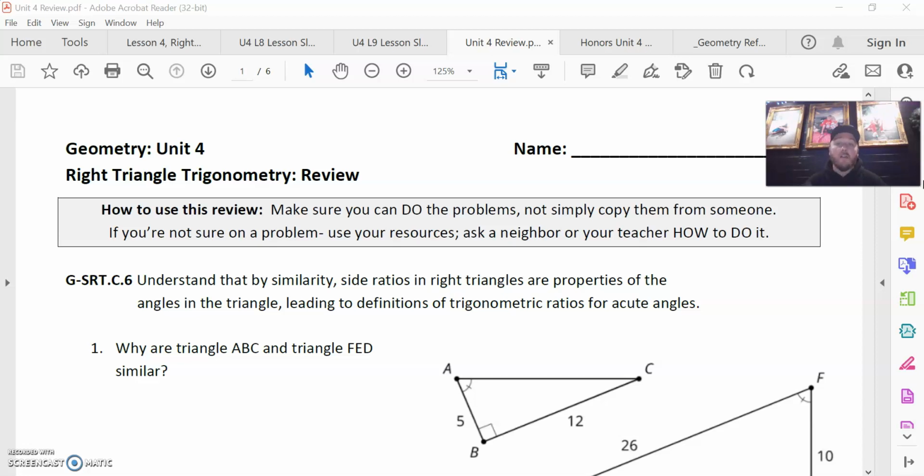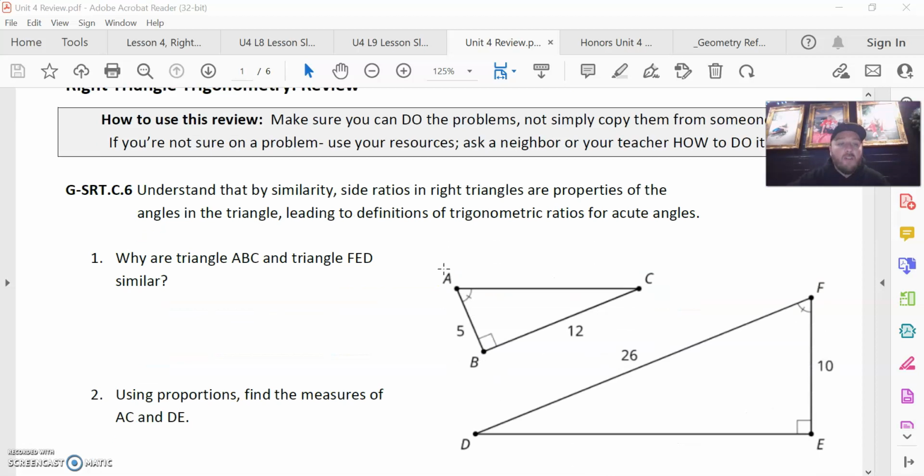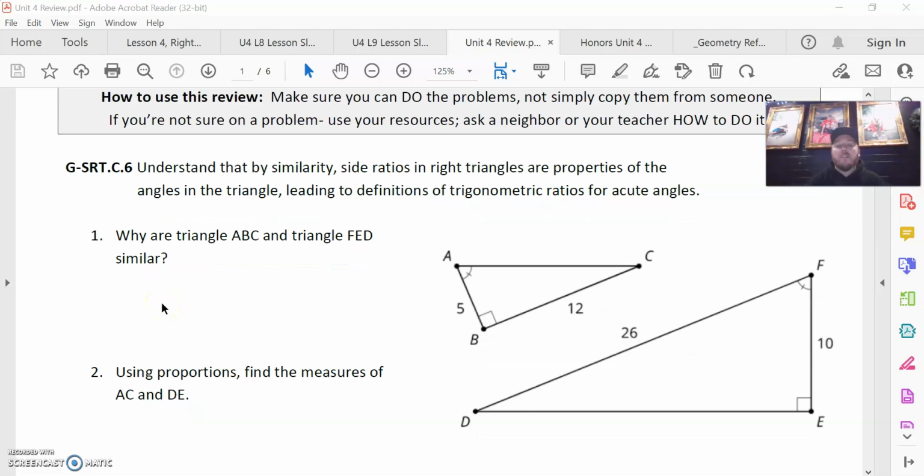So without any further ado, let's kick this thing off. First standard, understand similarity, side ratios, a little bit about definitions. So let's look at some definitions. Question 1, why are triangle ABC and FED similar?